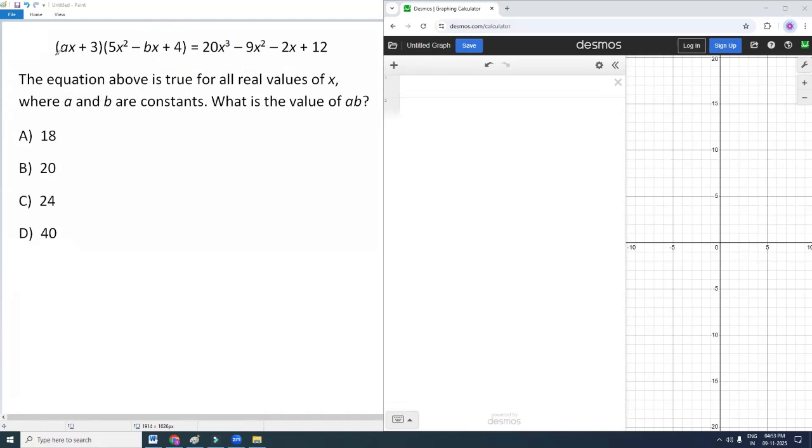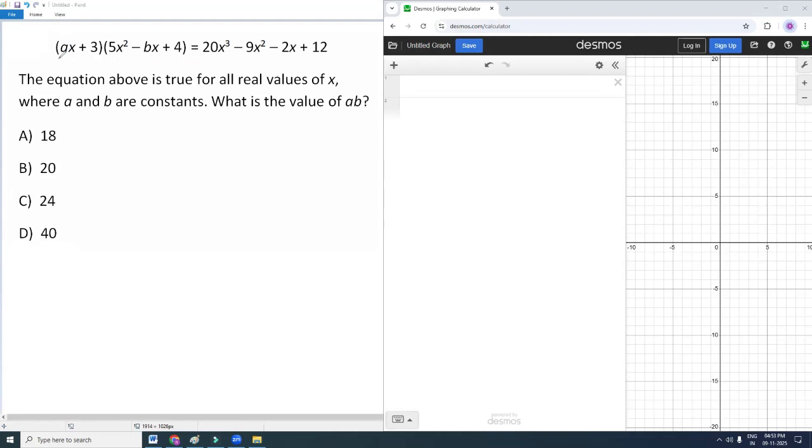For that, we have to take this equation as input in Desmos. If I want to graph this equation, I can take this equation as it is in Desmos. But my aim is not to graph this equation. My aim is to get the values of the two unknown constants a and b in this equation.